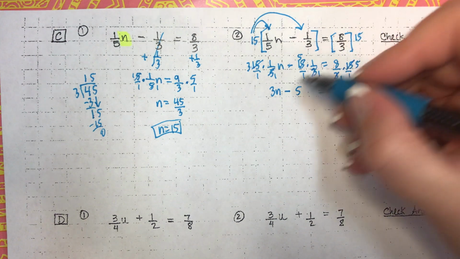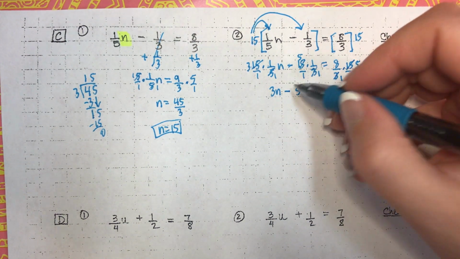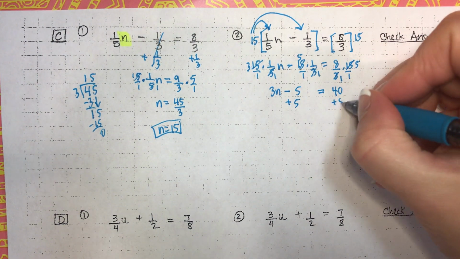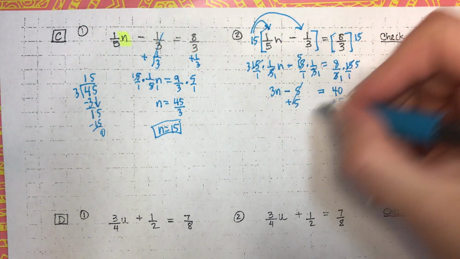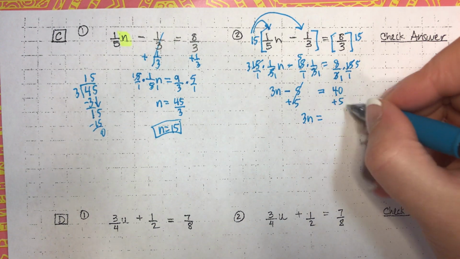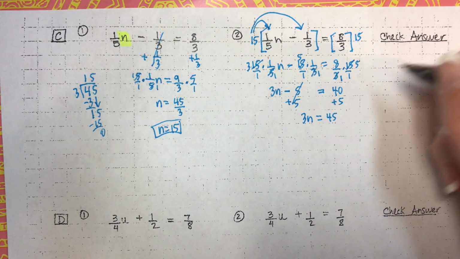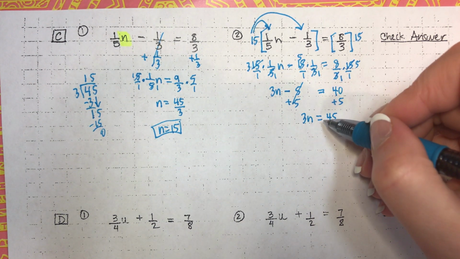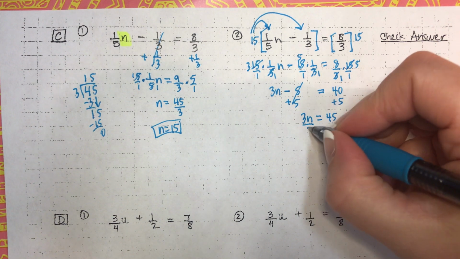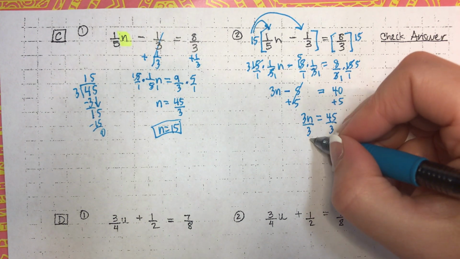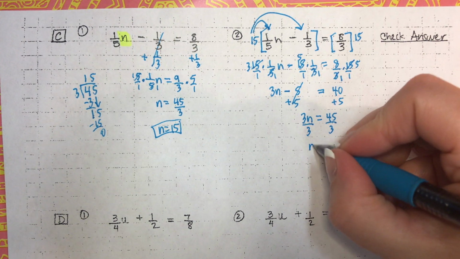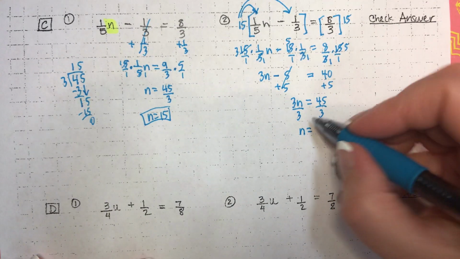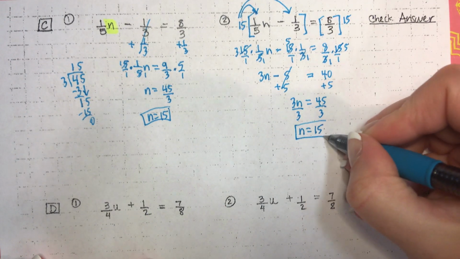Now we've got to figure out what n is. So we're going to keep this and get rid of this bit on the outside. We're going to do the inverse operation of subtraction, which would be addition of 5 to both sides. That cancels, and we're left with 3n equals 40 plus 5, which is 45. And then we want to get n by itself, and it's 3 times n, so the inverse operation of multiplication would be division of 3 to both sides. 3 divided by 3 is 1. 1 times n is just n. Equals 45 divided by 3, and we did that over here. 45 divided by 3 is 15. Boom, got the same answer.